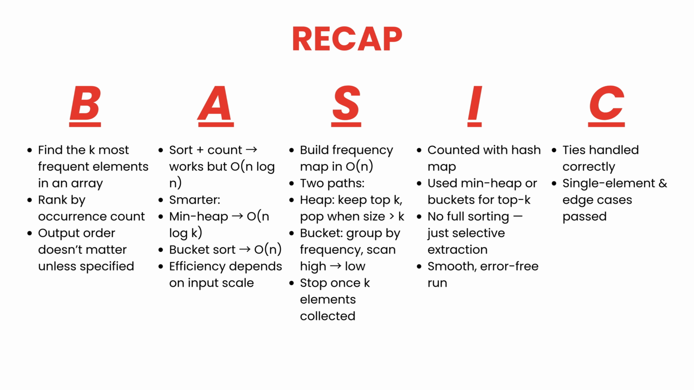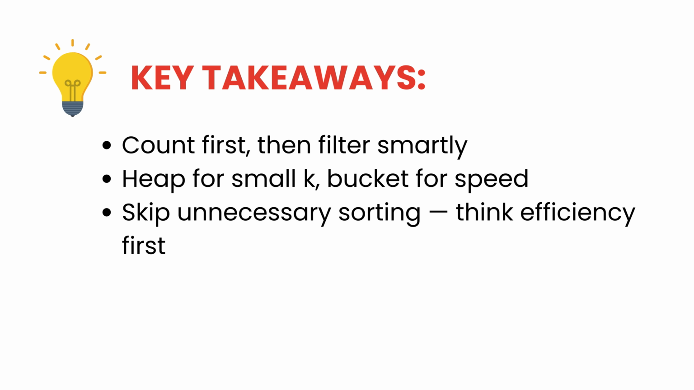We validated on examples like 1, 1, 1, 2, 3, with k equals 2. Confirming the result, 1, 2. Variations with ties and edge cases like a single element array behaved as expected. The solution ran cleanly and passed the test cases. The takeaway: count first, then be selective. Use a min heap when k is small relative to n, or bucket sort when frequencies are bounded. Either way, you get scalable, interview-ready performance without unnecessary sorting.